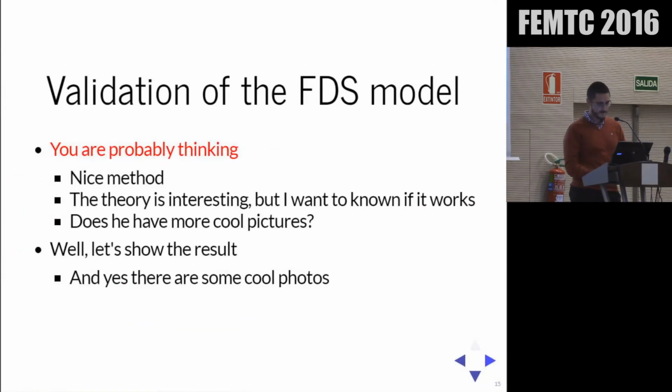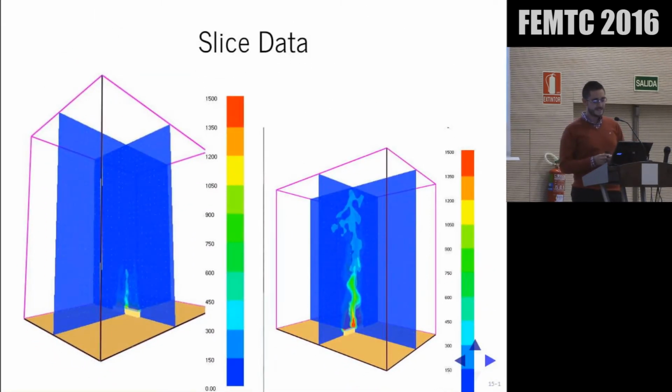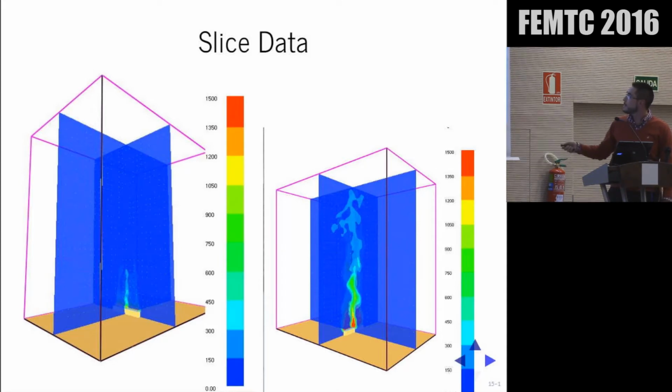Next. At this point, I think you are probably thinking, it's nice, it seems interesting. If you want more cool pictures, there are some more, and I also have the results. But first, a cool picture, that's how it looks. That's the combustion products, the temperature slice. That was the 100 kilowatt model, and that's the one working at 1.2 megawatts, so 1,200 kilowatts. So you can see the difference.